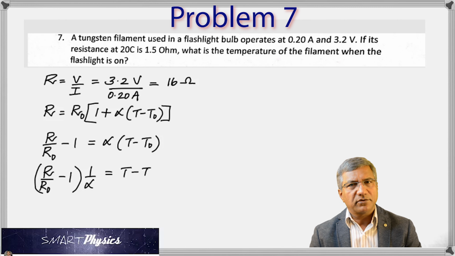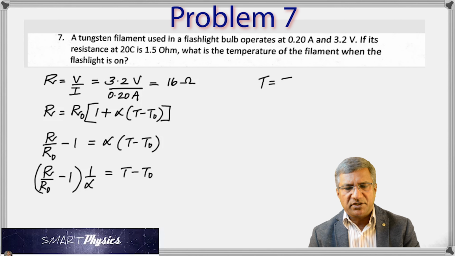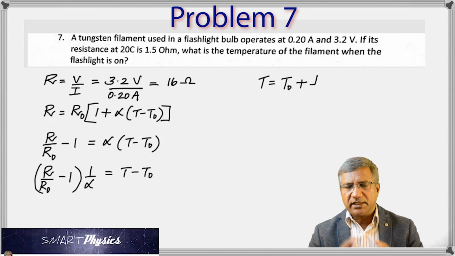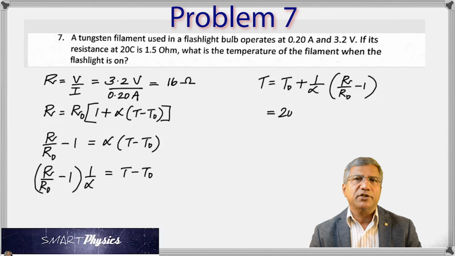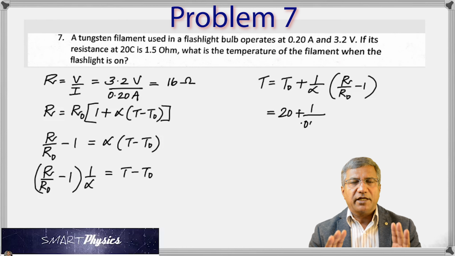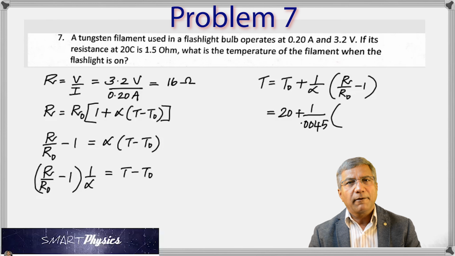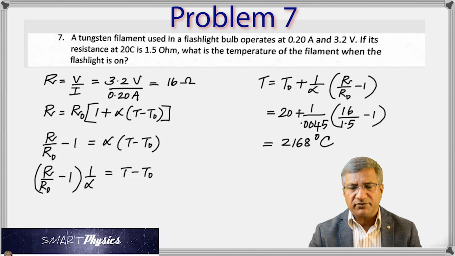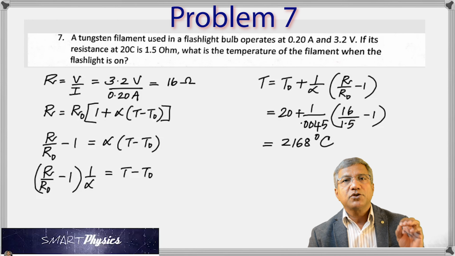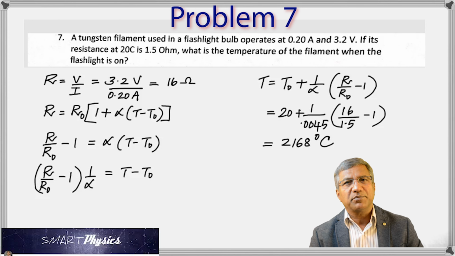And so you just have to do the algebra, separate the T, and finally I get T is T naught plus 1 by alpha, R by R naught minus 1. Then I substitute the values and get the temperature. Like I said, I picked this question just to show you that the temperature is really high. Let's see what we're going to get. So alpha for tungsten is given, and you get, oh my goodness, 2,168 degrees Celsius. That's the temperature, even in a flashlight bulb.